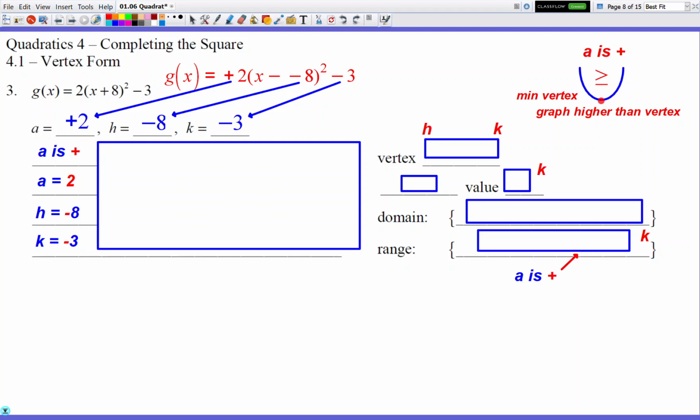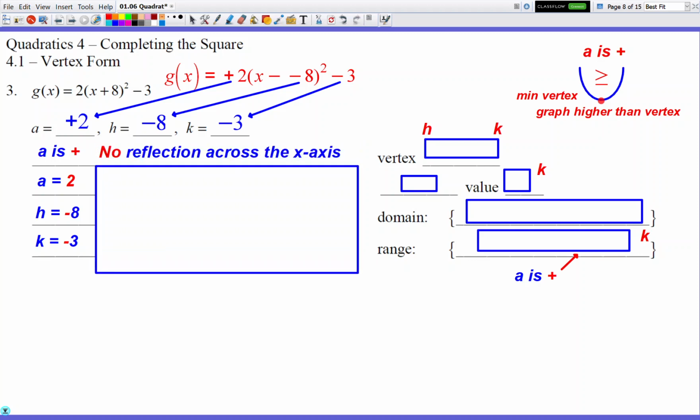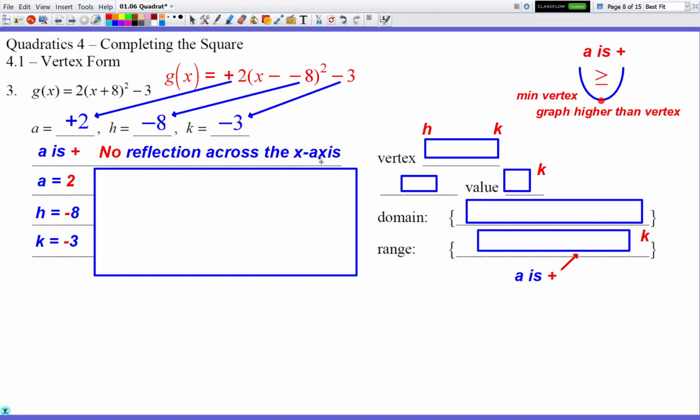A is positive, so I include the word not or no. So no reflection across the x-axis, or you can say not reflected across the x-axis. Same thing. That's the same thing in my eyes. Okay, because we're still using the same word, reflection, reflected. That's basically just a different conjugation of the same verb. We're still saying across, we're still saying x-axis. We might not be saying not, but not, no, that's the same thing in my eyes.